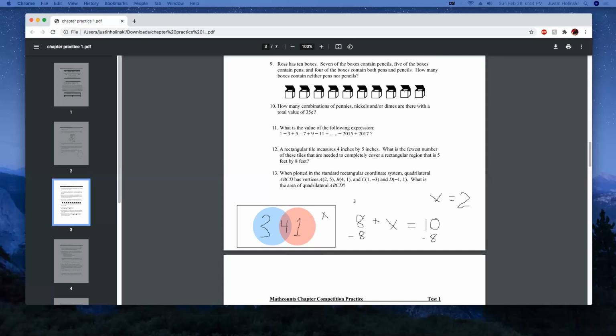By all means, if you need to go yell at somebody, go right ahead. I don't want to interfere. So we have 20 for this one. There are 20 possible combinations that add up to a total of 35 cents.